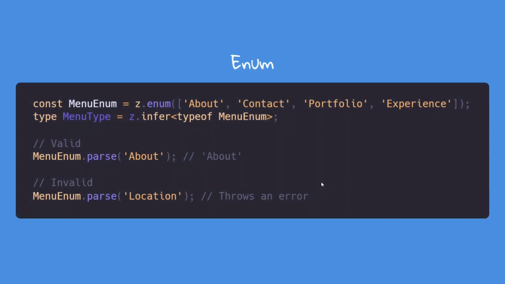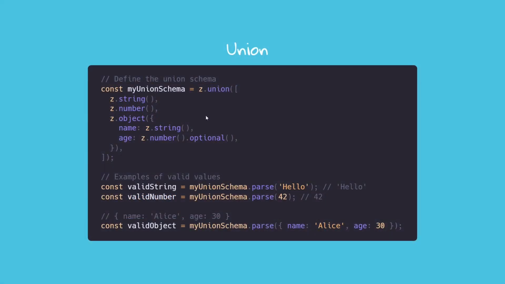Zod enums are used to define a set of named constant values. They are useful when you have a fixed set of values that a variable can take. There's another scenario which is somewhat similar to this example, but instead of literal values, it takes a bunch of types and expects the variable to be of any one of the types. This is called a union schema, which will basically test the input against each of the types in order and return the first value that validates successfully.